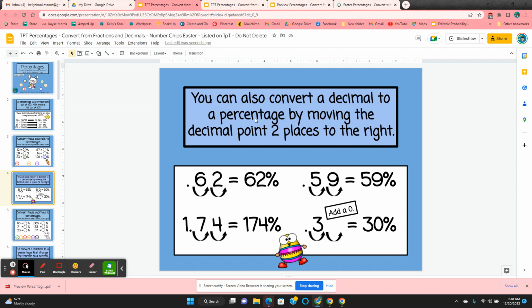Then it explains another way to convert from a decimal to a percentage is moving the decimal point 2 places to the right. So in this case, 1 and 74 hundredths, if they move the decimal point 2 places to the right, they get 174%. Here, 3/10, if they move the decimal point 2 places to the right, they've got a blank space. They have to add a 0, which makes it 30%.